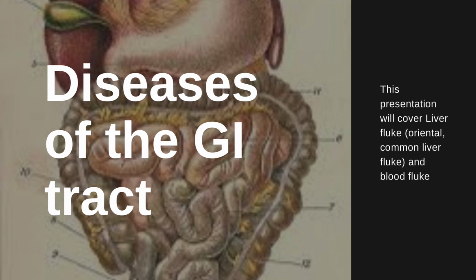This presentation is going to cover two different kinds of liver fluke. There is the oriental liver fluke, and then there is the common liver fluke. And we also have another called a blood fluke. This presentation is going to go over the differences and the similarities between them.